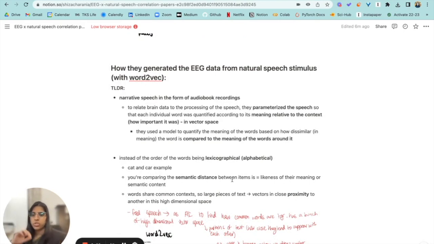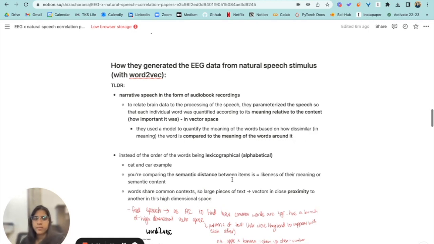The speech itself, the way to get to the brain data, you have to work with the speech for a bit. So for the speech, you take apart each word and you parameterize it. You give each of the words a parameter, and you're making all the words a vector. And I'll explain how this works.